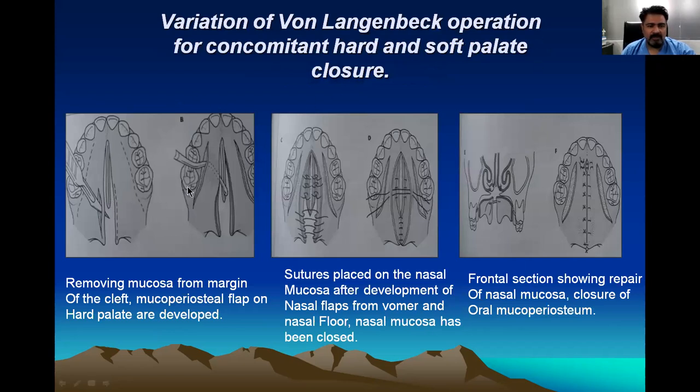Again, there are some variations in this procedure. Apart from this, the main obstruction is released, and the wound is closed in 2 layers: nasal flap and oral flap. So the nasal flap is closed. If you can see the cross section, the nasal flap is closed here, and the oral flap is closed here.